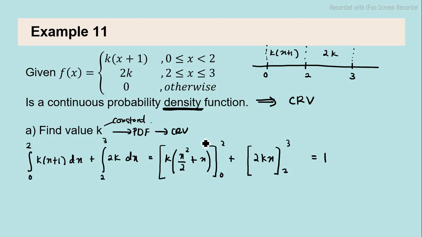Okay, so now kita just substitute sahaja nilai dia. Masukkan 2 dekat sini, kamu akan dapat 2 squared is 4. 4 over 2 is 2. 2 plus 2 is 4. So, kamu akan dapat 4k. Masukkan 0, memang tak dapat apa-apa lah kat sini. Okay, plus 2 times 3 is 6k. 6k minus 4k is 2k. So, plus 2k equals to 1. So, you have 6k equals to 1. So, k is equal to 1 over 6. So, now kamu dah ada nilai k adalah 1/6.